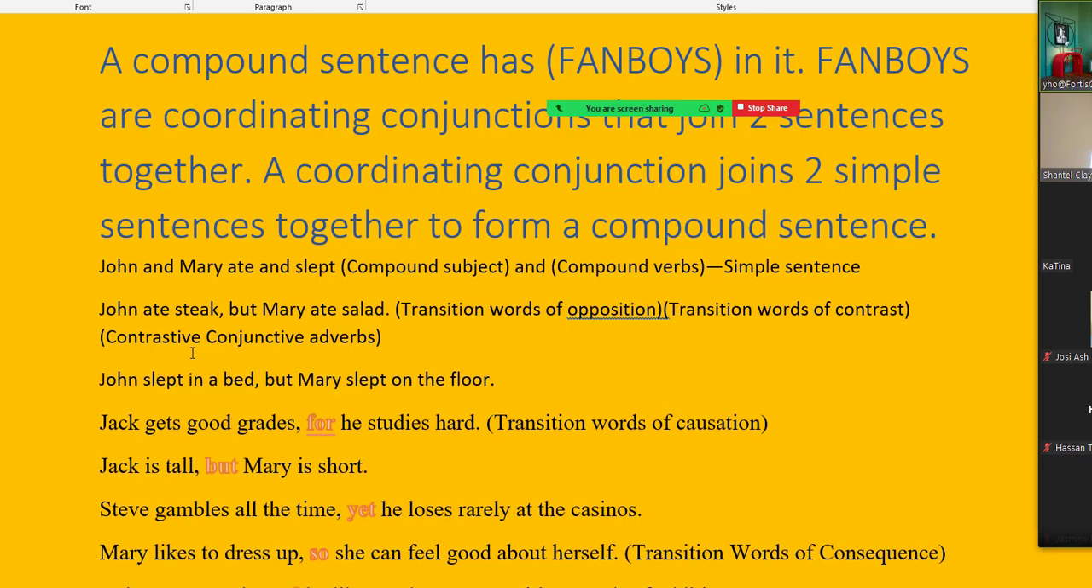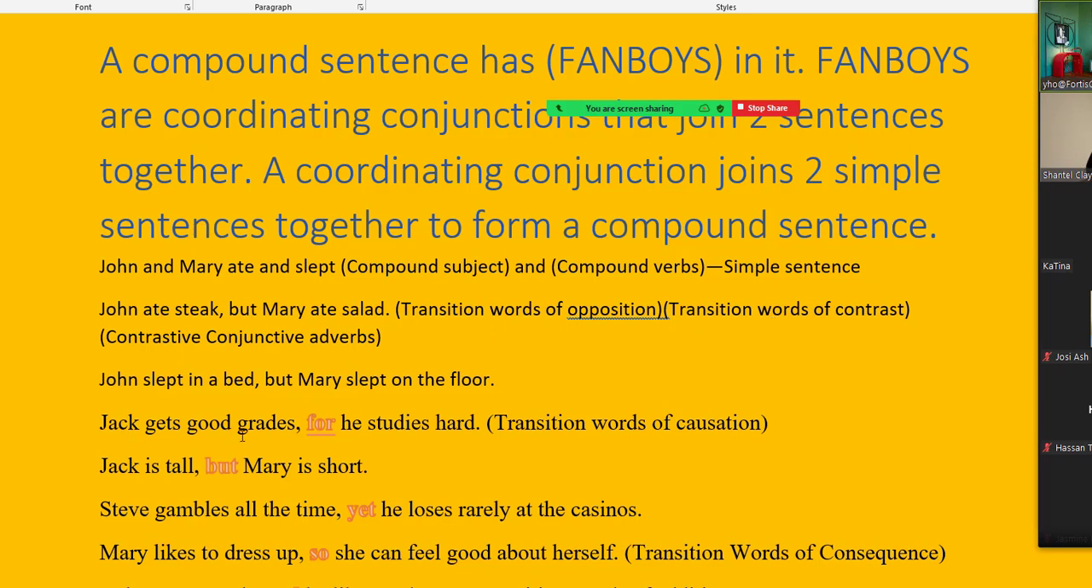Isn't that great that all the different grammar books make it so much more complicated by having many different names for the same thing? Does that make your learning easier? So, John slept in a bed, but Mary slept. And then you have many different ways of saying "but." If you Google transition words of opposition or transition words of contrast, you will find many different ways to say "but."